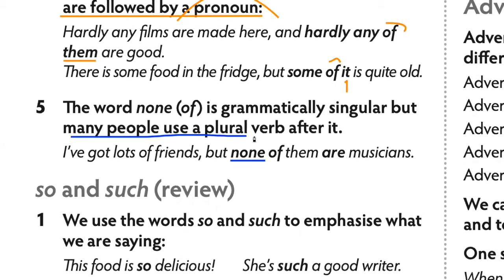Many people use a plural verb after it. Here's the plural verb. Are. How do I know it's plural verb to be are? Because it has more letters, A, R, and E. Okay. In this case, teacher, it's not okay to use is then. No, because you say none of them, which are them, the people. None of my friends are. I know some of you think, teacher, but that's obvious. It is obvious, but it's always important to review it.